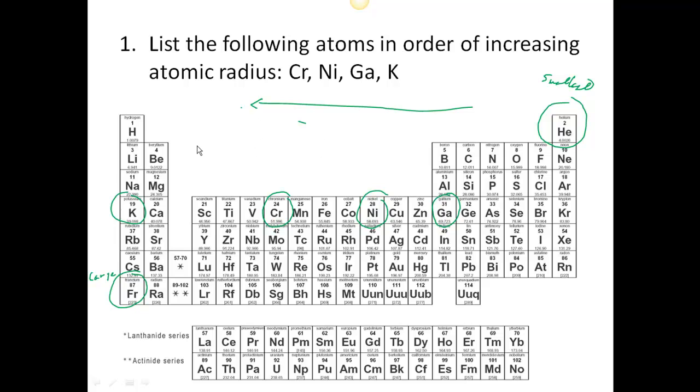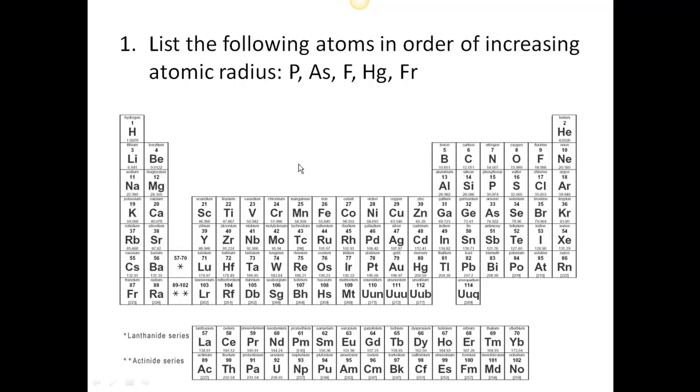So the smallest one that I have is gallium. The next smallest is nickel. The next smallest is chromium. And the next smallest is potassium. Okay? Now, how about the next one? I'm doing it in order of increasing atomic radius.